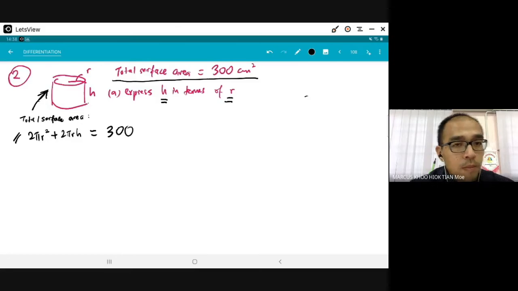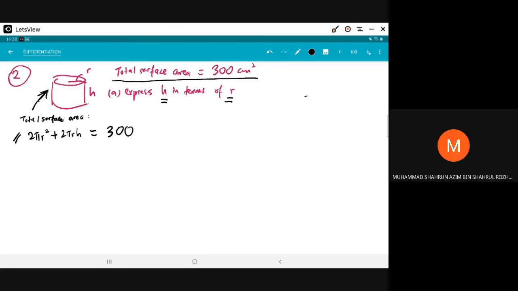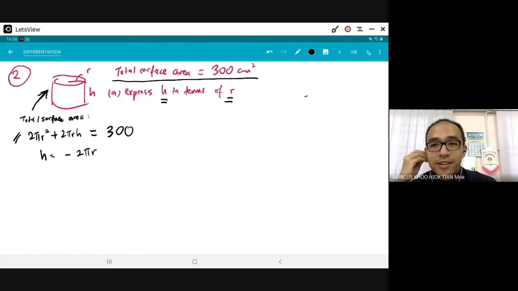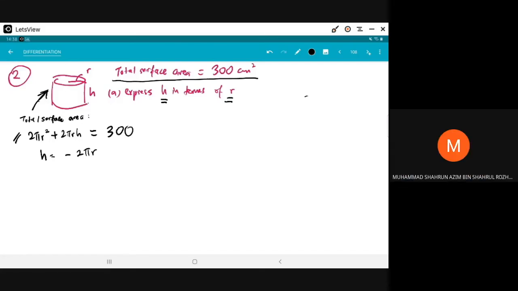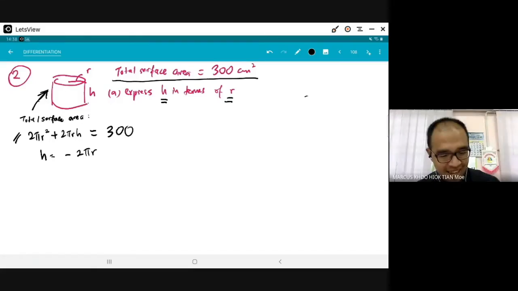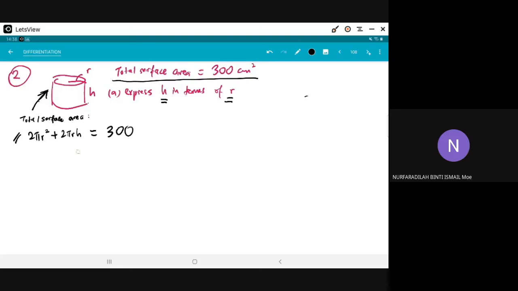H equal to negative 2 pi r. Not sure. Where did the 300 go? Sir, can I try? Go ahead. 300 minus 2 pi r squared over 2 pi r.